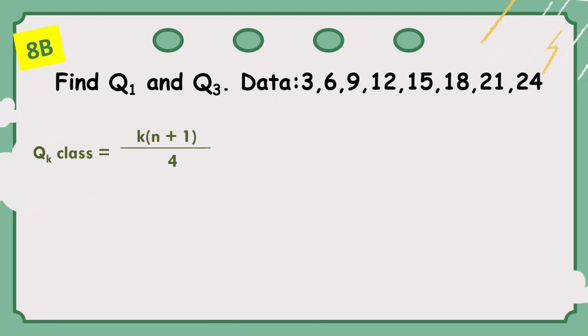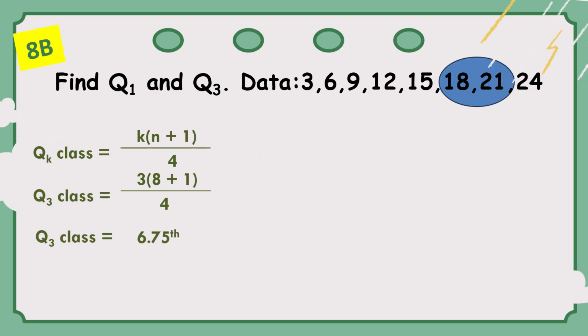So quartile 3 class is equal to 3 times the number of data set, 8 plus 1 over 4. 8 plus 1, that is 9, times 3 is 27 divided by 4. So the quartile 3 class is equal to 6.75. The 6.75, so 1, 2, 3, 4, 5, this is 6 and then 7. So let us continue to solve.